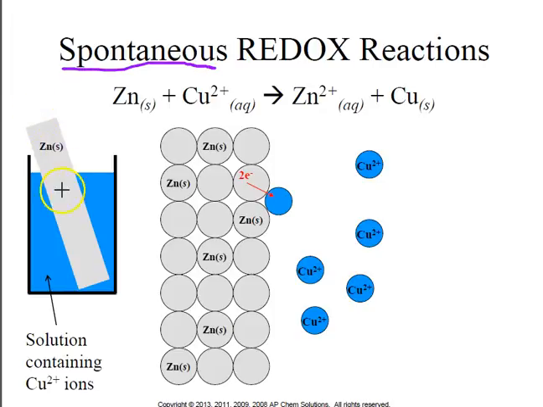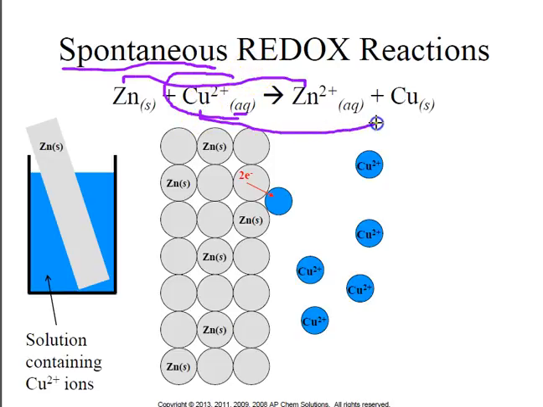So if you take a piece of zinc and put it into a solution that has copper in it, remember this AQ means aqueous, and the blue color is a clue that there's copper in there, this will react. The copper will form copper solid, while the zinc solid will form zinc ions. So the zinc is going from zinc solid to zinc plus 2. That's a loss of electrons, while the copper goes from plus 2 to copper solid. That's gaining 2 electrons.